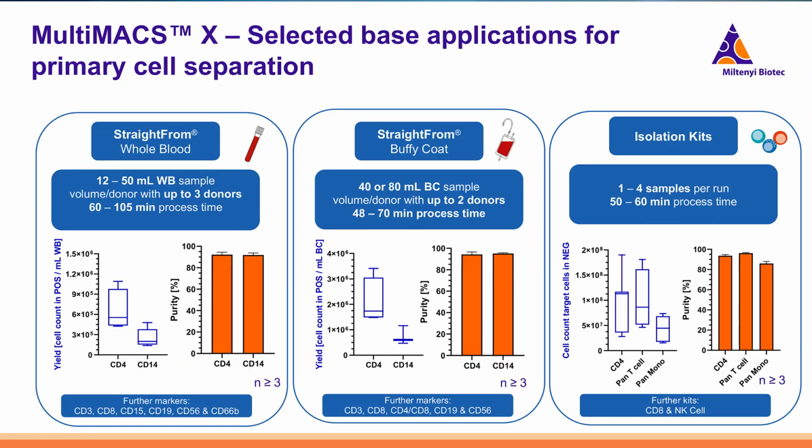In the next slides, I will focus on selected base applications for primary cell separation, and I will start with the Straight-From whole blood application. Straight-From whole blood is again a direct isolation from the blood source, and you can run up to 50 milliliters of whole blood sample per donor with up to 3 donors in one run in parallel, with up to 105 minutes process time, depending on how many donors and what sample volume you have selected.